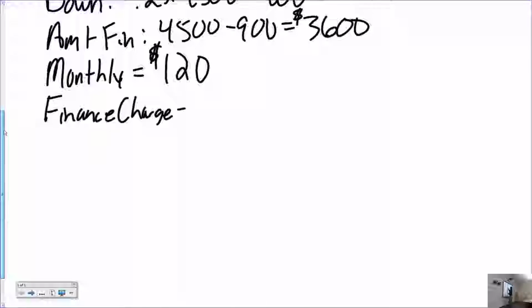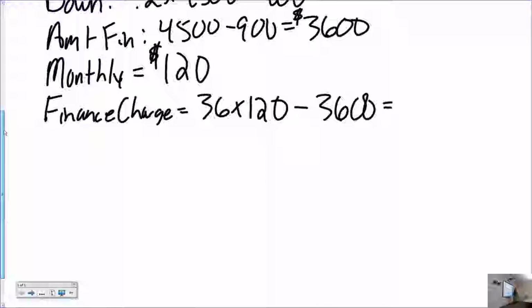So, now, normally I call the next line the finance charge. How do you find the finance charge? Amount that you're paying for financing, right? 36 months at $120 per month, minus the amount that you borrowed, $3,600. How much interest do we wind up paying? $720.